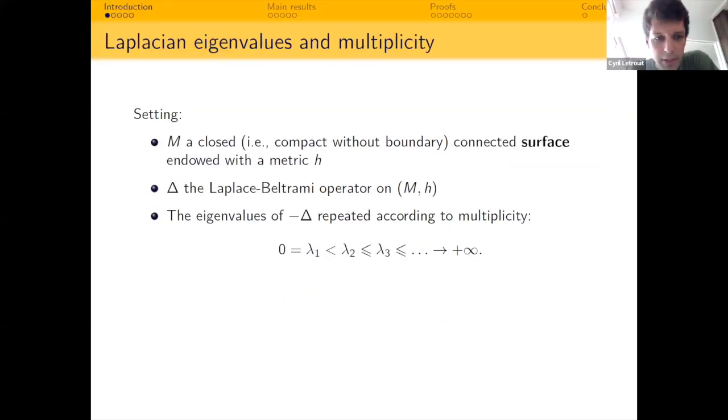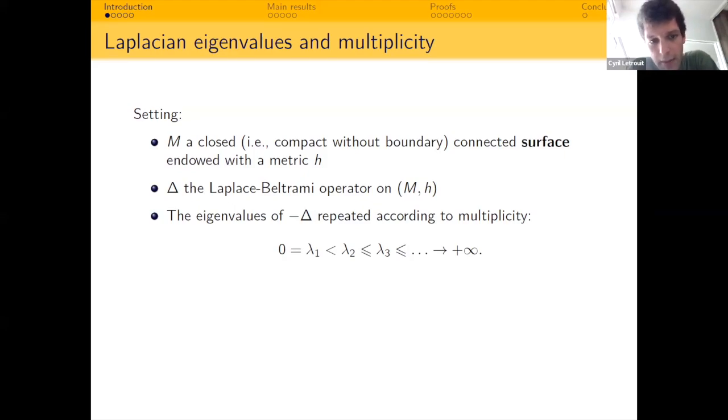The setting I will be talking about today is a usual one in spectral theory. You take M to be a closed, meaning compact without boundary, connected surface, endowed with a metric h. And so I insist already on the fact that I'm dealing only with surfaces, for a reason that I will explain later.